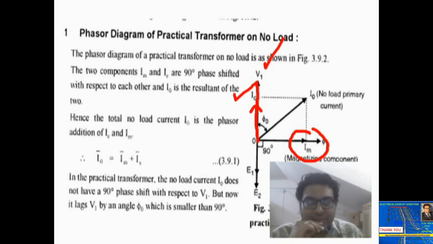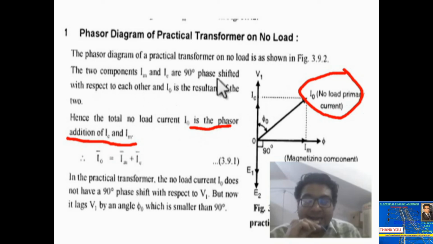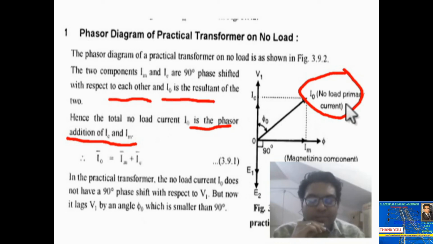Okay, so you see this is a very important point. So guys, this no load current is the summation, the phasor addition of these currents. Two components Im and Ic are 90 degree phase shifted with respect to each other, and I naught is the resultant of the two. So guys, during no load, क्योंकि ये ट्रांसफार्मर का नो लोड पर ऑपरेशन है, because the transformer is working at no load, so these are the currents. Okay, so this is the total current, the no load current I0 or I naught.